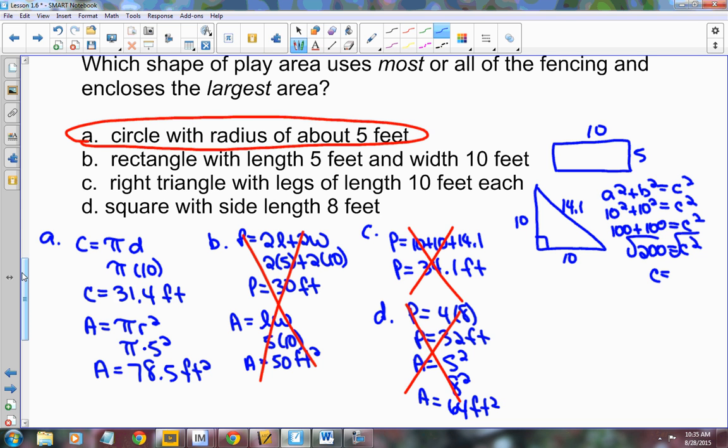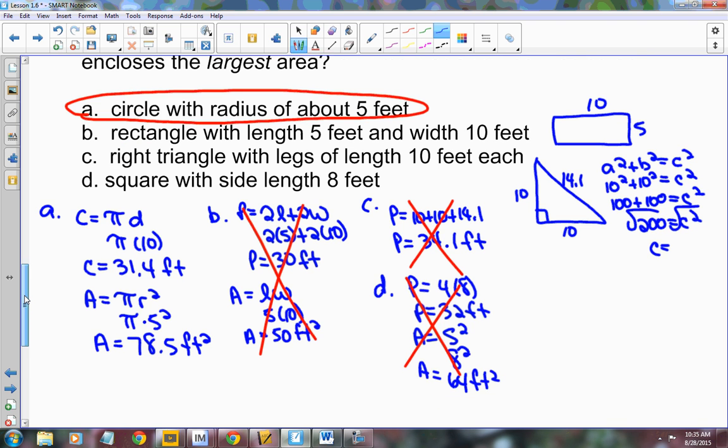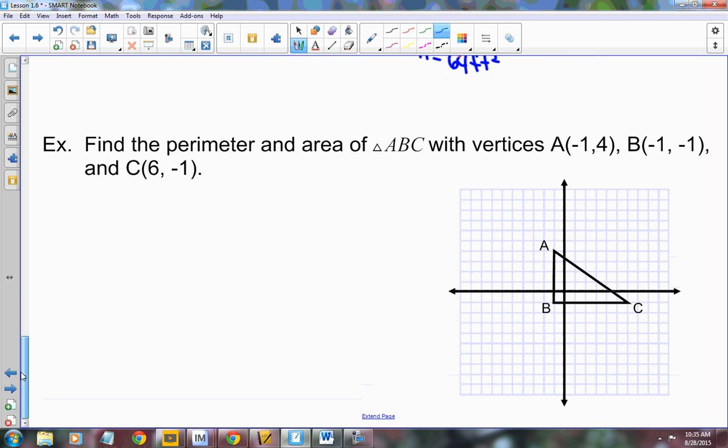I guess you're challenged with creating a circle for fencing. Oh, that might be kind of hard. Find the center and go all the way around. All right. Okay, last one.